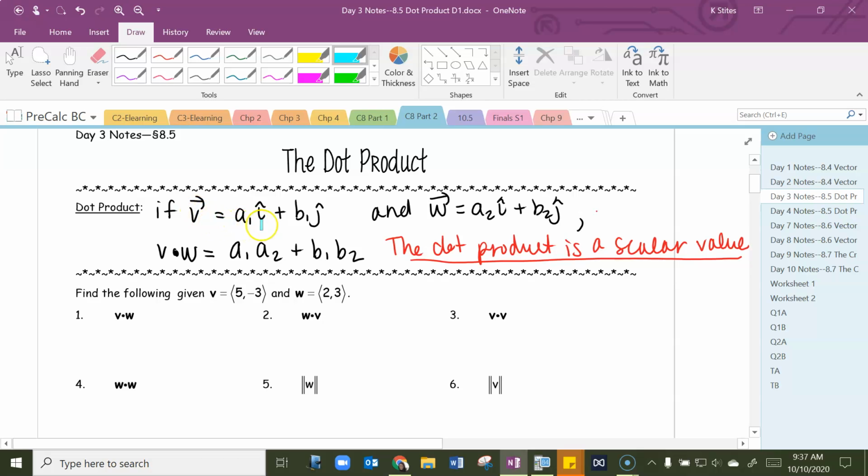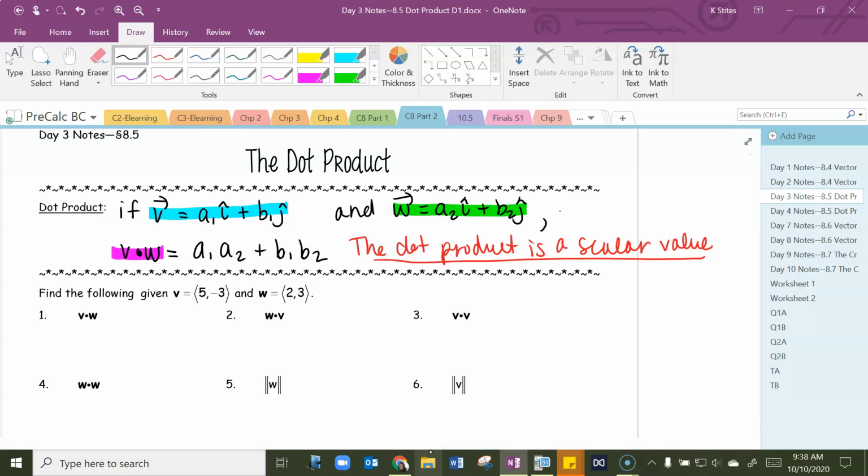If vector v is a1i plus b1j, and vector w is a2i plus b2j, in order to do v dot w, and this is the correct way to say this, v dot w, you are just going to multiply your x components and multiply your y components, and add them together. What this means is that when we do the dot product, we get a scalar value, which is just a number. We will not get a vector anymore, we will get a number.